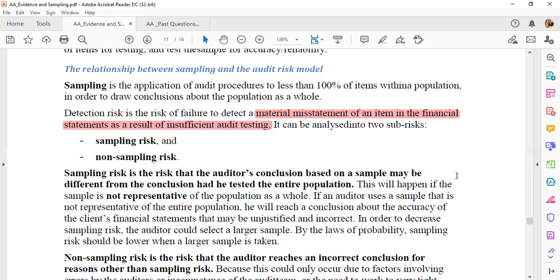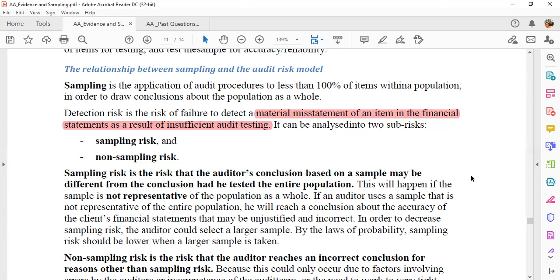Detection risk. What is detection risk? It is the risk of failure to detect a material misstatement in an item in the financial statement. This detection risk is now further divided into two: sampling risk and non-sampling risk.